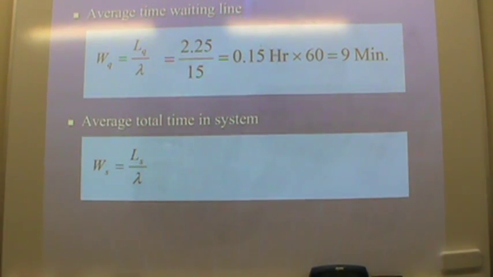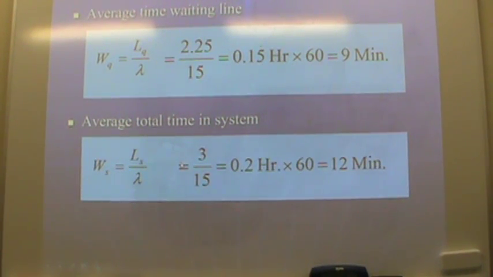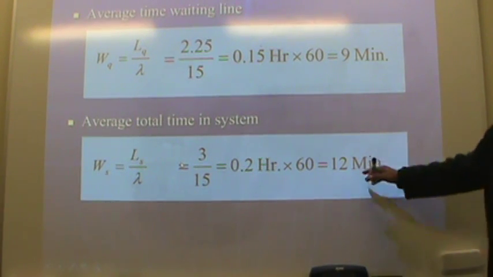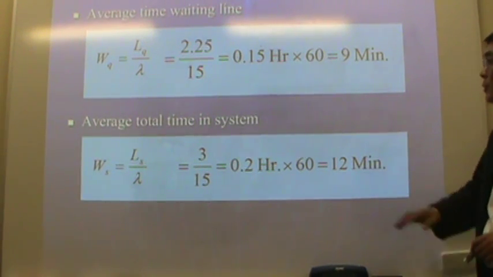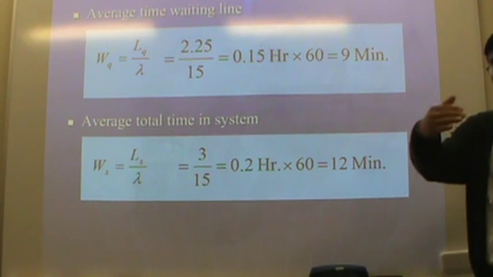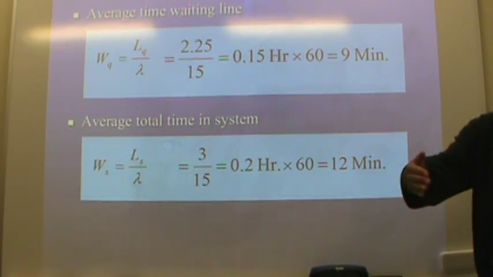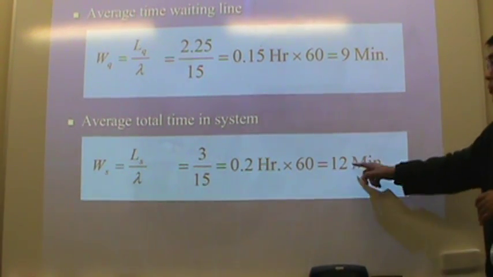And average total time in system, Ls, length of system divided by arrival rate, that is 0.2 hour, times 60 equals 12 minutes. So total time, in the waiting line and then service time, 12 minutes.